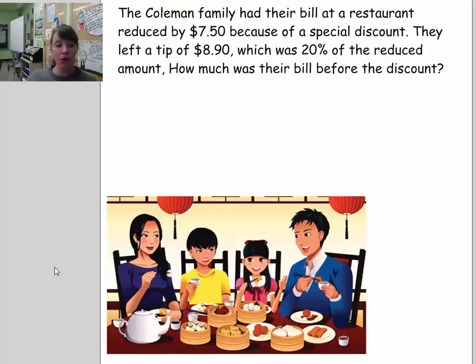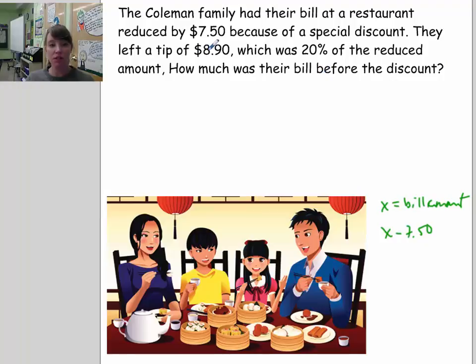Okay, now we have a word problem that deals with the distributive property. Okay, so this word problem says the Coleman family had their bill at a restaurant reduced by $7.50 because of a special discount. Okay, so if X is the bill amount, then what they paid was X minus $7.50, right? Because they had it reduced by $7.50.